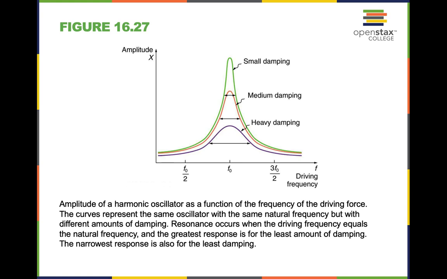So for this figure, amplitude of a harmonic oscillator as a function of frequency of the driving force. The curves represent the same oscillator with the same natural frequency, but with different amounts of damping. Resonance occurs when the driving frequency equals the natural frequency, and the greatest response is for the least amount of damping. The narrowest response is also for the least damping. So here we have heavy damping, medium, and small. So here our frequencies are going to be a lot different between all three mediums.